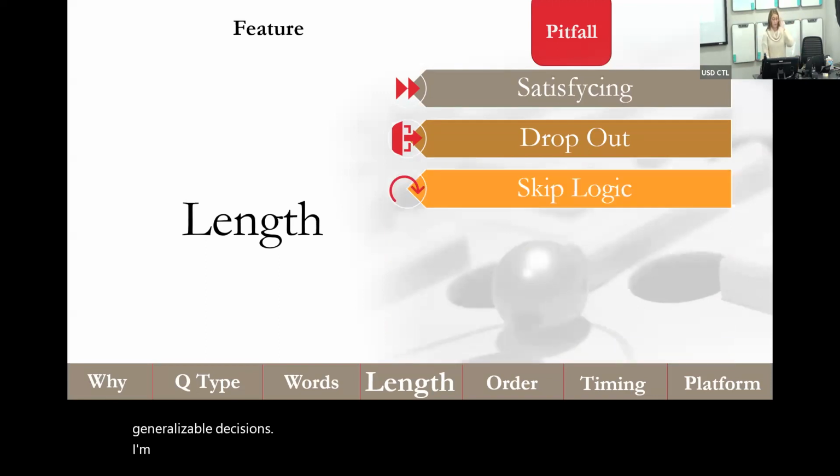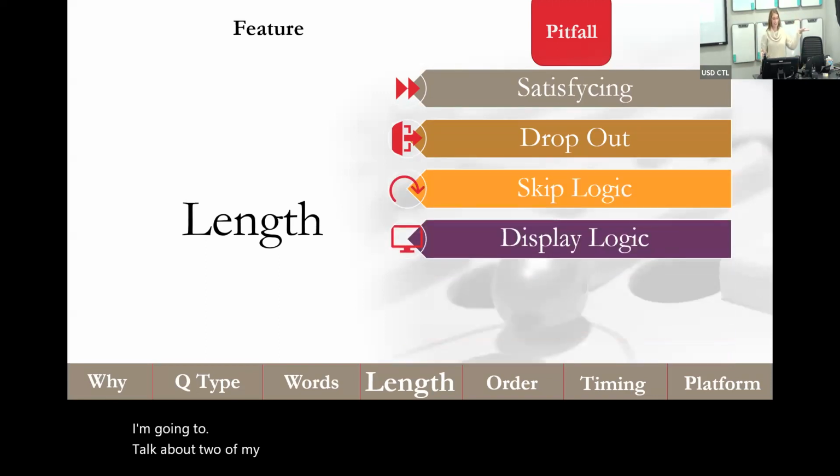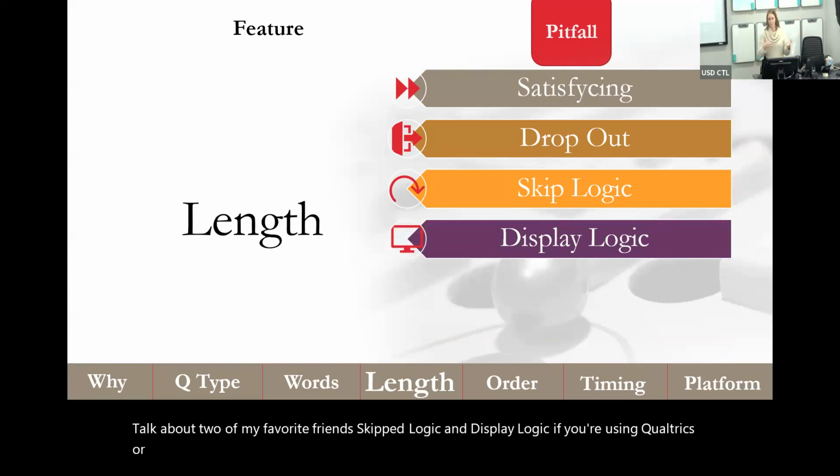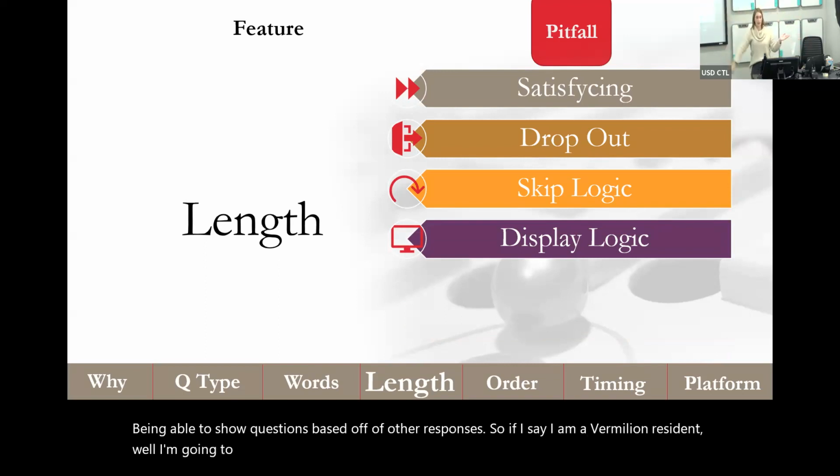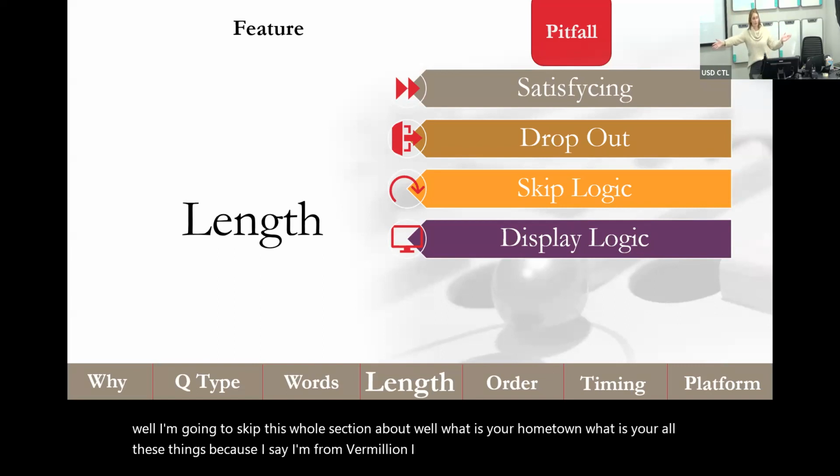I'm going to talk about two of my favorite friends, skip logic and display logic. If you're using Qualtrics or another online survey format, but typically I'm referring to Qualtrics because that's what I use most often. Being able to show questions based off of other responses. So if I say I am a Vermilion resident, I'm going to skip this whole section about, what is your hometown? What is your all these things? Because I say I'm from Vermilion, I skip to the next section of my survey.